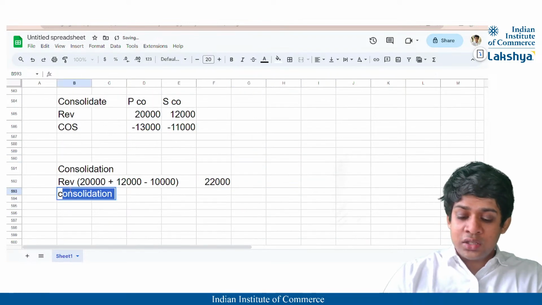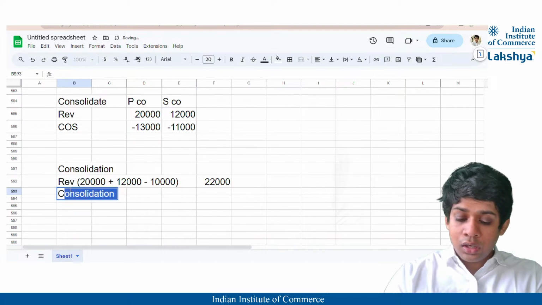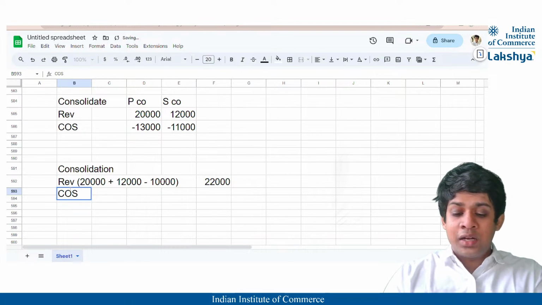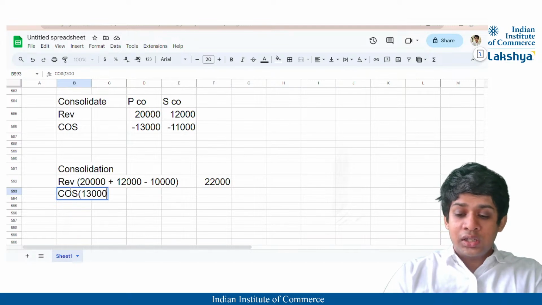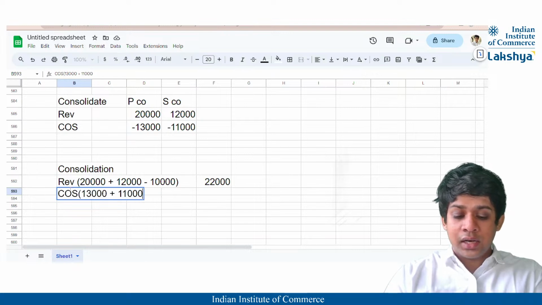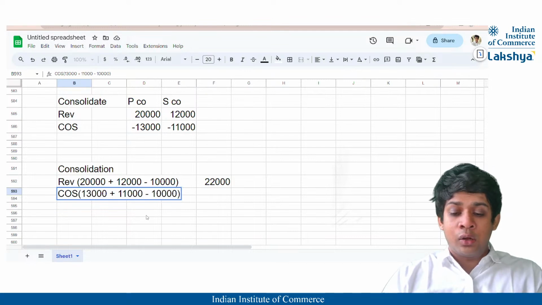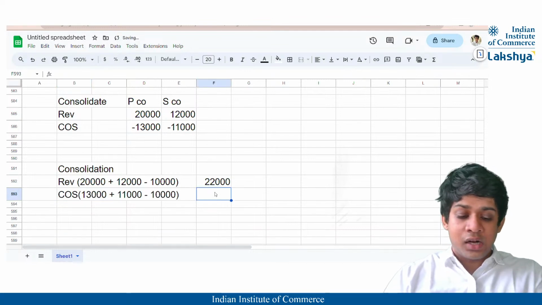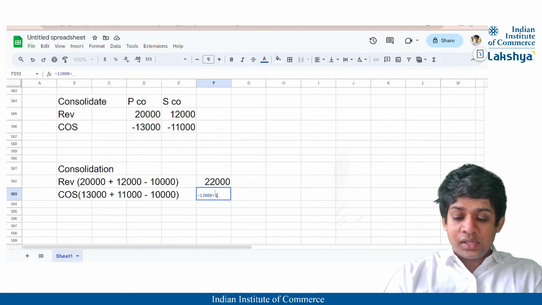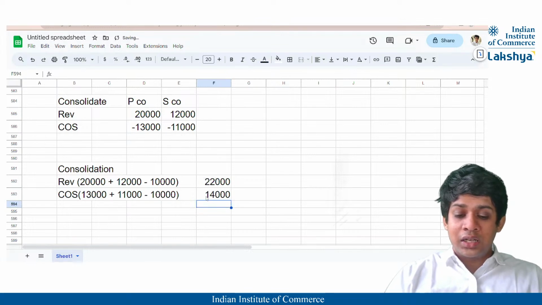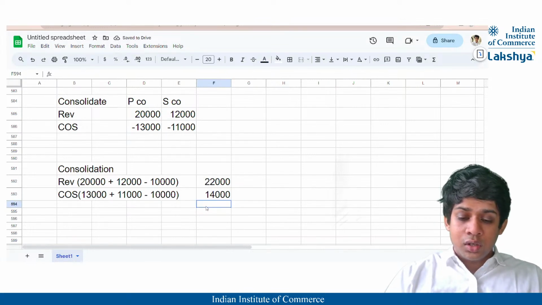So in the cost of sales also, guys, that 10,000 shall be eliminated because it is a cost of sales for the subsidiary company, right? So 13,000 cost of sales plus 11,000 cost of sales, minus 10,000 cost of sales, which is a part of the intra-group sale. So it will be 13,000 plus 11,000 minus 10,000. So that will be 14,000, okay?